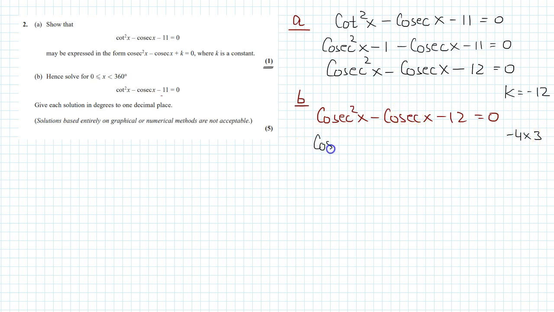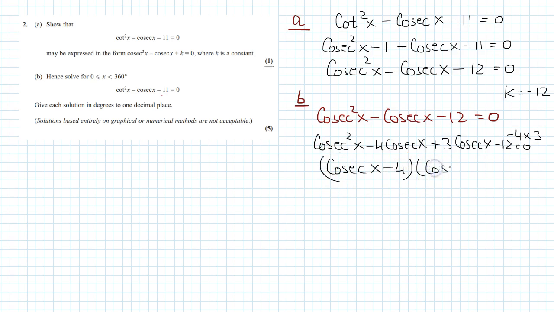So it is cosec squared x minus 4 cosec x plus 3 cosec x minus 12 is equal to 0. So if you solve it, you will get (cosec x minus 4)(cosec x plus 3) is equal to 0. So cosec x will be 4 and negative 3.